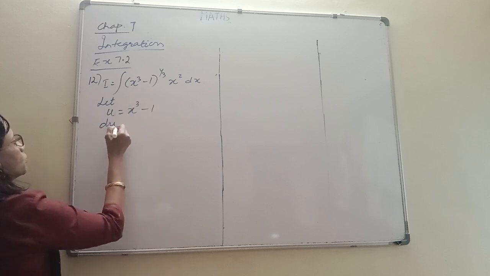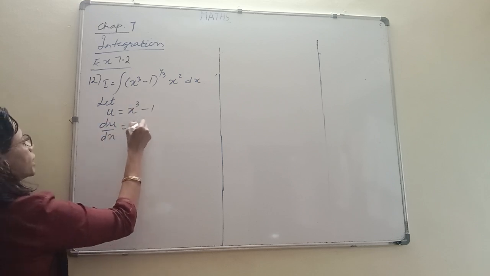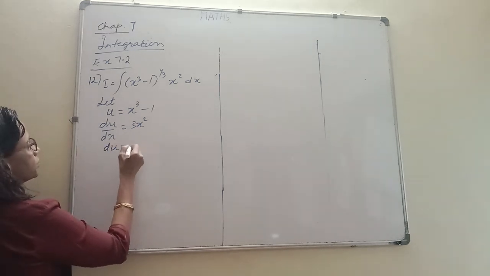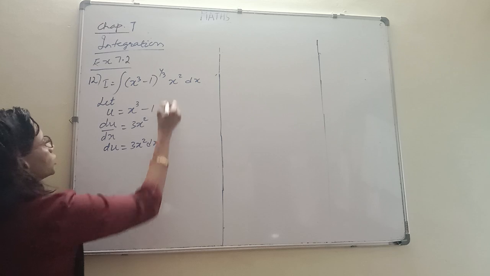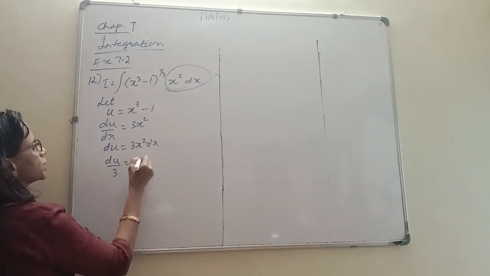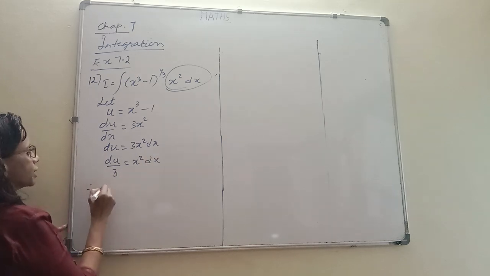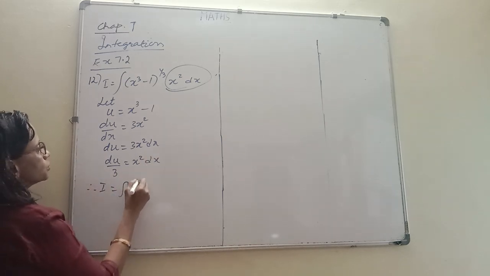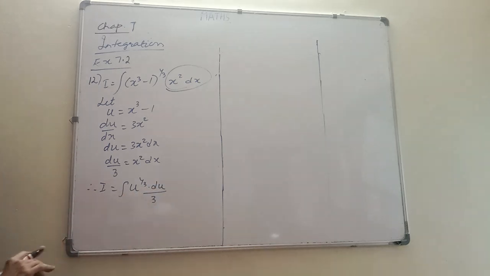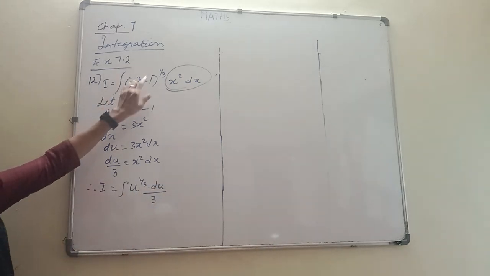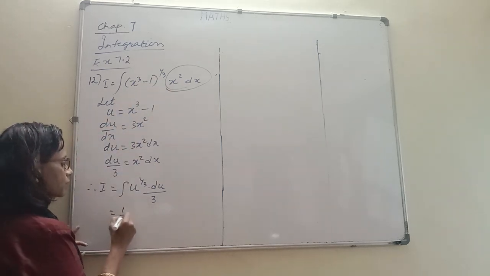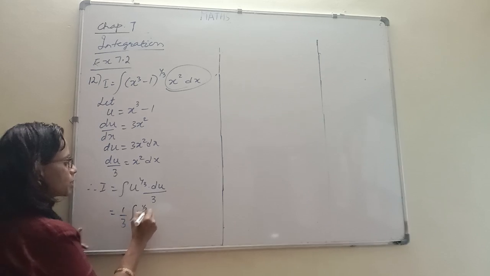So your du over dx is going to be 3x squared. 1 doesn't have a differential. So du can become 3x squared dx. Here we observe we require x squared dx. So let's push the 3 on the other side. So du over 3 is going to be x squared dx. Like that, your integral now gets converted as u raised to 1 over 3 times du over 3. So when we write it, it will be 1 over 3 times the integral of u raised to 1 over 3 du.